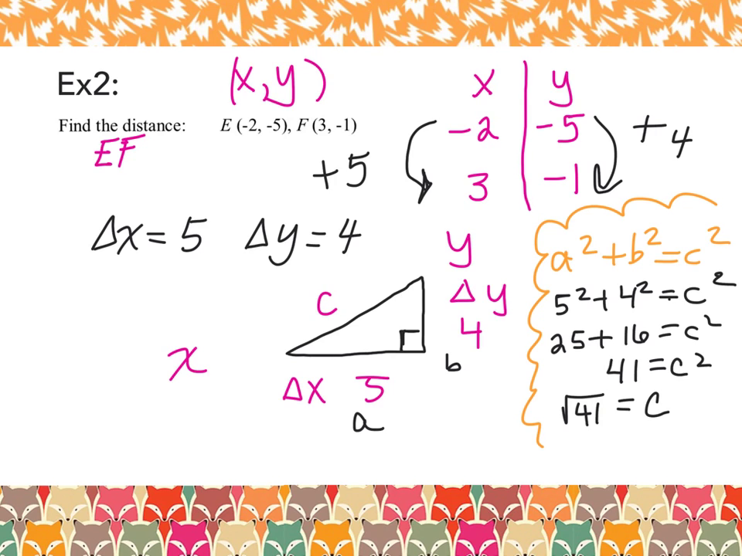Now, we can't simplify the radical expression, the square root of 41, but if it bothers you or if you want an idea of how long that is, we could take the square root of 41 in our calculator and we should get that it's approximately 6.403. That's going to be our approximation for how long that segment is. I would take either of these as acceptable answers for the distance between E and F.